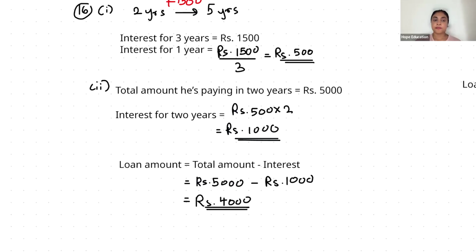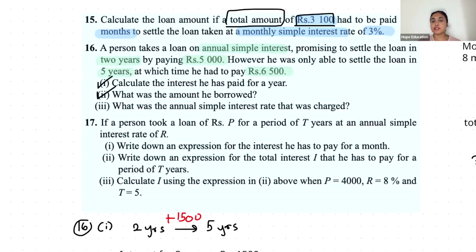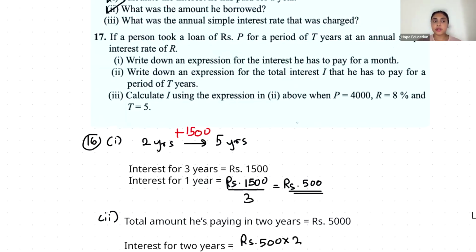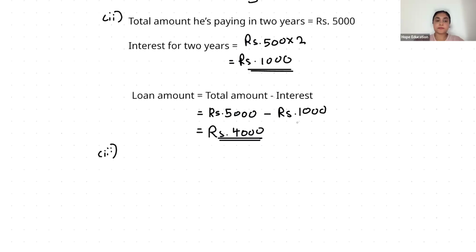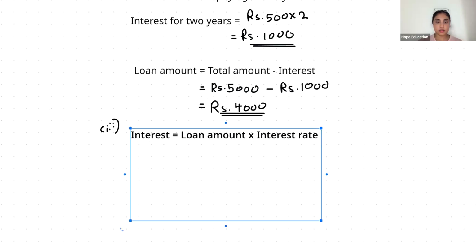Others? Okay. Roman number 3. What was the annual simple interest rate that was charged? So remember, interest can always be loan amount multiplied by interest rate. Do you remember this, that we talked about this? Do you all remember that?